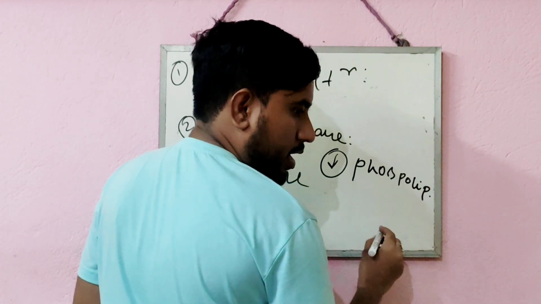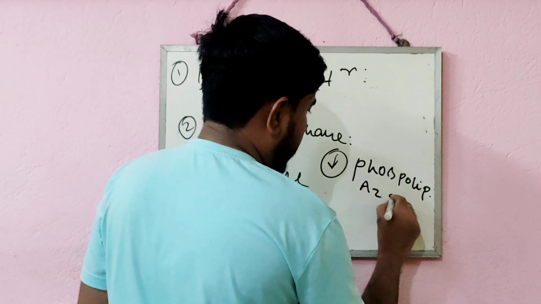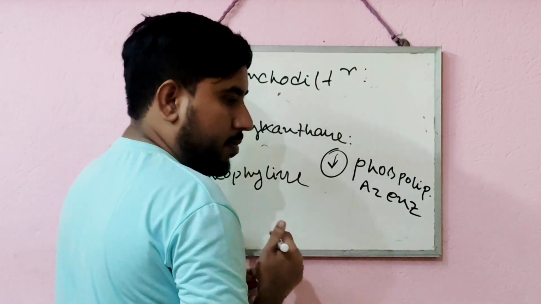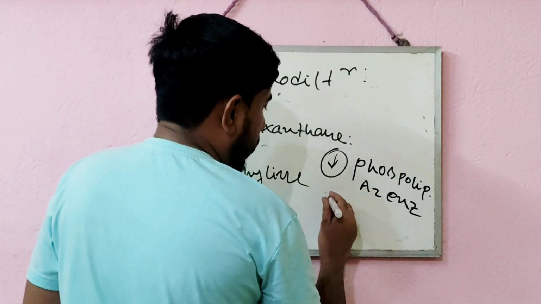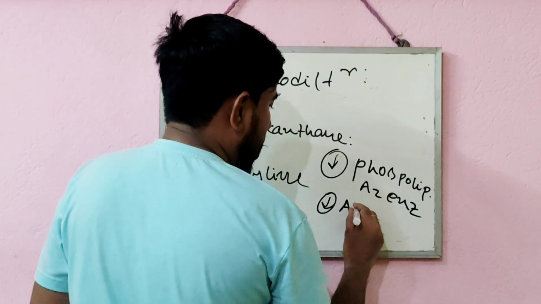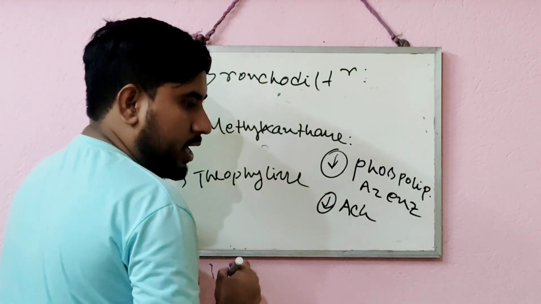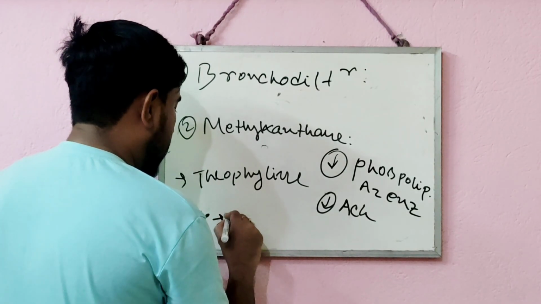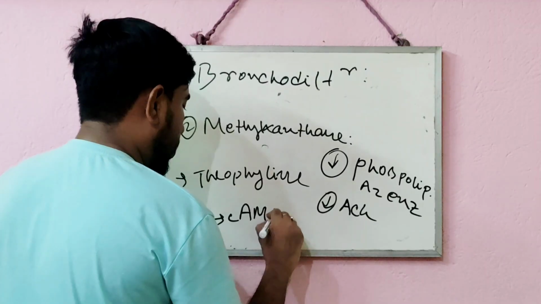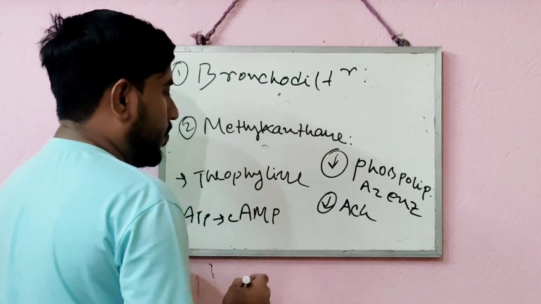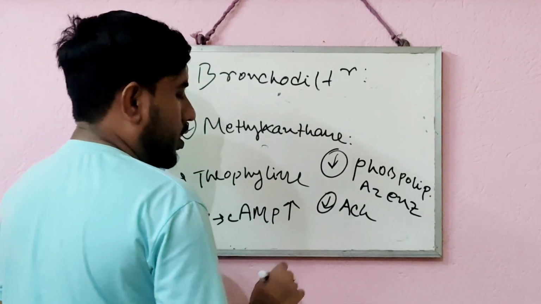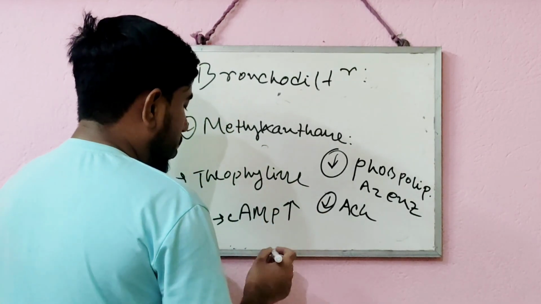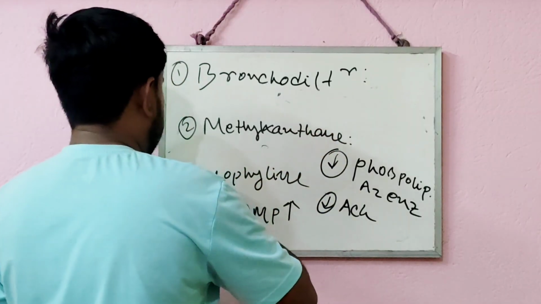Phospholipase A2 enzyme, and due to the inhibition of phospholipase enzyme, it is going to break down ACH, and due to the breakdown of ACH, it is going to convert ATP or adenosine triphosphate to cAMP or cyclic adenosine monophosphate. Due to the formation of cAMP, the level of cAMP is going to increase day by day, and due to the increase of cAMP, it will lead to bronchodilation.